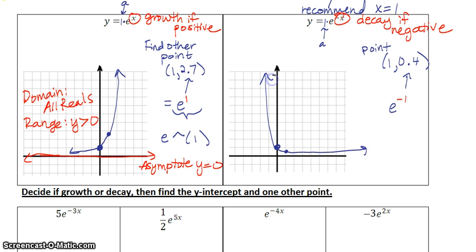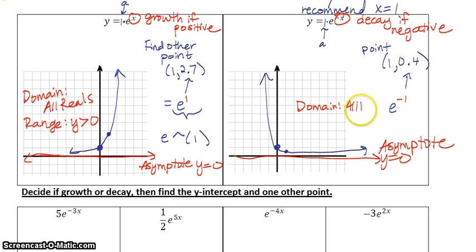See how it looks like decay? And the asymptote hasn't moved. That's at y equals 0. And the domain and range are actually the same. So the domain is still all reals. And for the range, even though it's going the other way, all the y values are still above 0. That's what we're looking for. So y is greater than 0 still for my range.